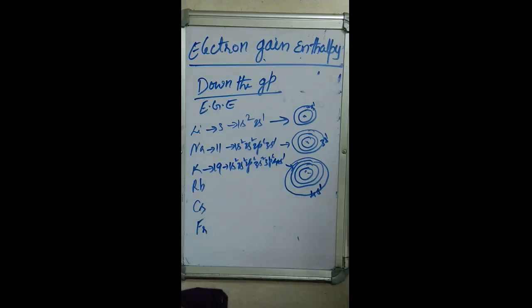Now what happens to electron gain enthalpy? Since the second shell is very close to the nucleus, attraction power is more. Here the nucleus is a little far from the outermost shell. Here it is still a little farther. So the attraction power of the nucleus becomes less and less. If attraction power is more, what happens? More and more electrons will be added.